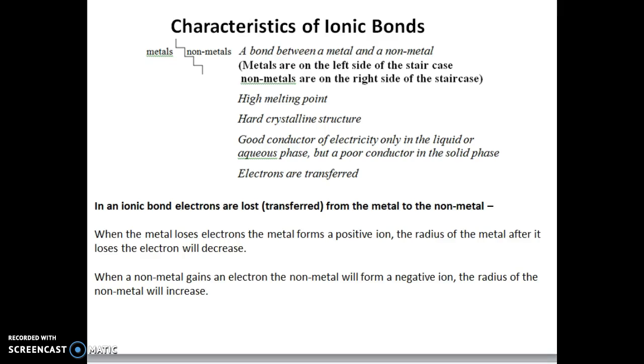And the first kind of bond we're going to talk about now is going to be an ionic bond. Now we know that ionic bonds are a bond between a metal and a nonmetal, and let's quickly review. Here I have my staircase, and on the left side of the staircase I have my metals. On the right side of my staircase I have my nonmetals. And a bond between a metal and nonmetal is called ionic.